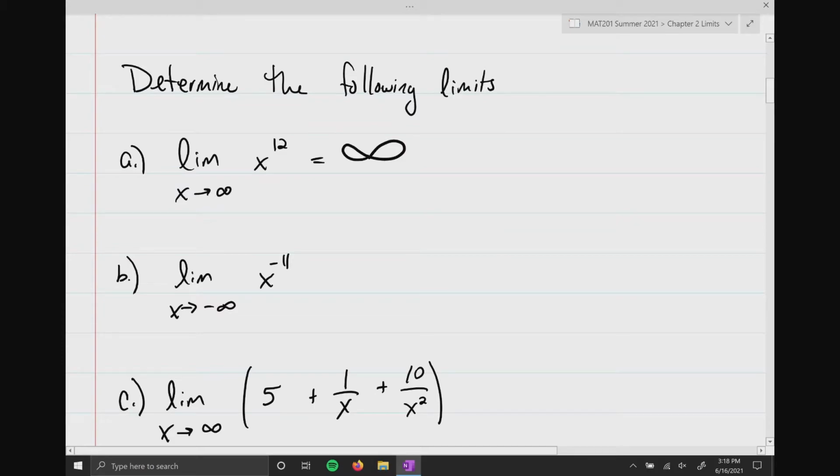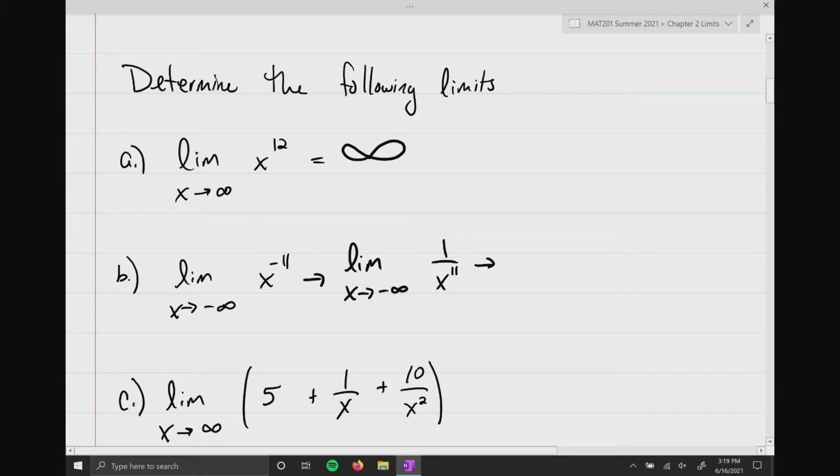Now, if we apply the same logic to the next problem, notice what we have here. The first thing I'm going to do is rewrite this as the limit as x goes to negative infinity of 1 over x to the 11th, because I applied my negative exponent rule. So if I start picking values here for x, starting with -1, and then -2, and then -3, and so forth, we should start to see something happening.